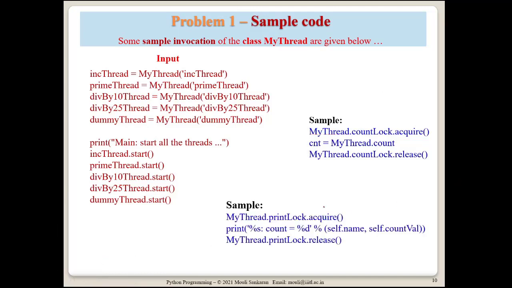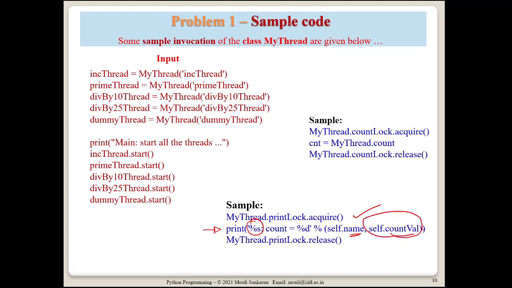And what about the print? Whenever you are printing, you do a similar thing: use the print lock to acquire it. Then print the message, whatever you want. You see, I am printing the name of the thread so that you know which thread is actually printing this message, and then the count value.